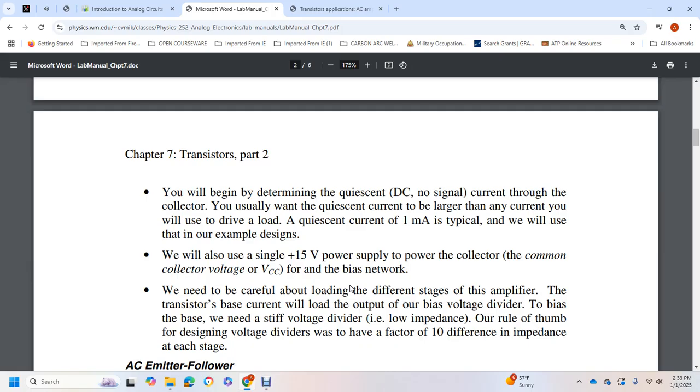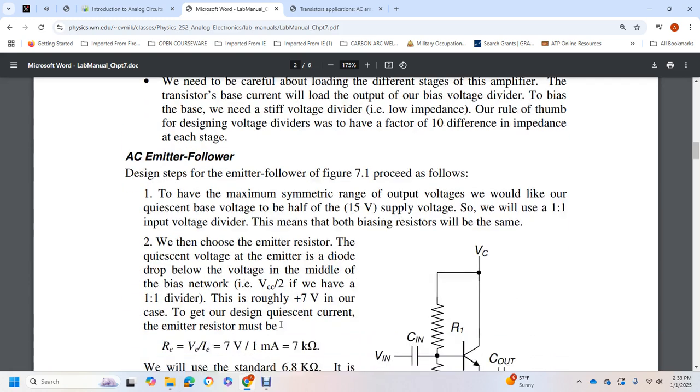We will use a single plus 15 volt power supply to power the collector, the common collector voltage, VCC. For this bias network, you need careful loading of the different stages of the amplifier: the transistor base current, the load output, and the bias voltage divider. The base bias will need a stiff voltage divider, low impedance, as a rule of thumb. For designing voltage dividers, we have a factor of 10 difference in impedance for each stage. The emitter follower.